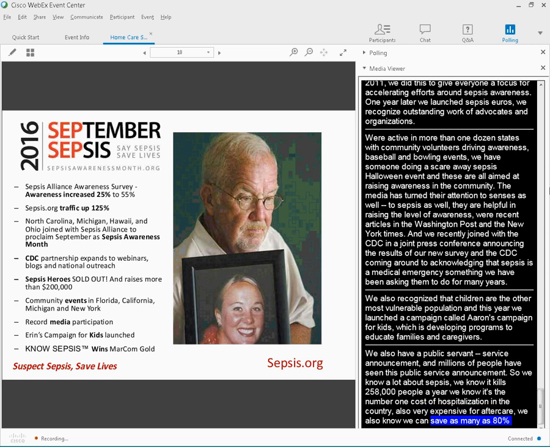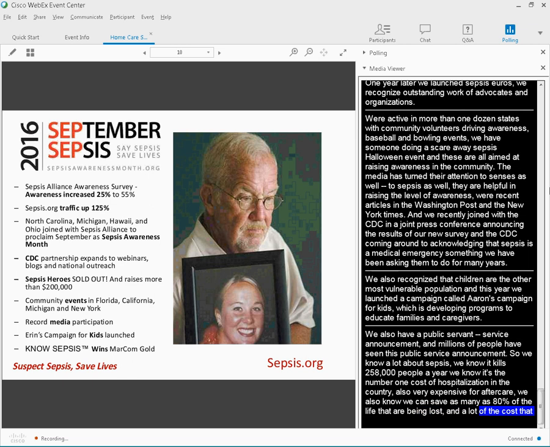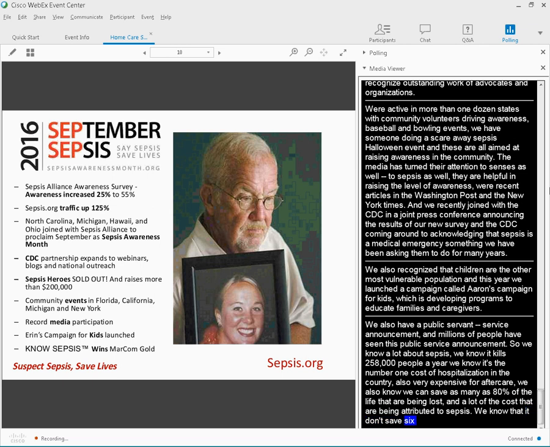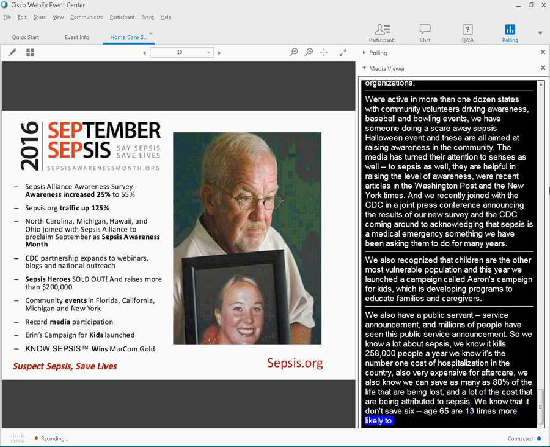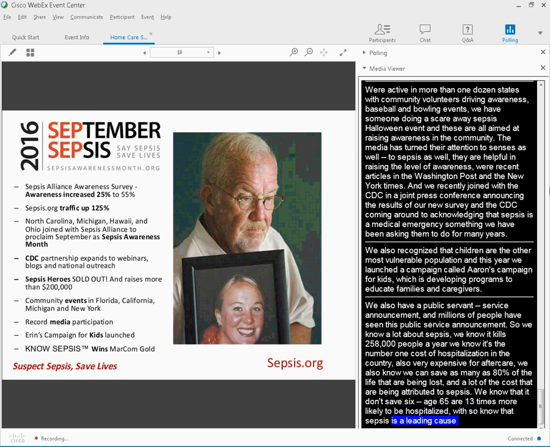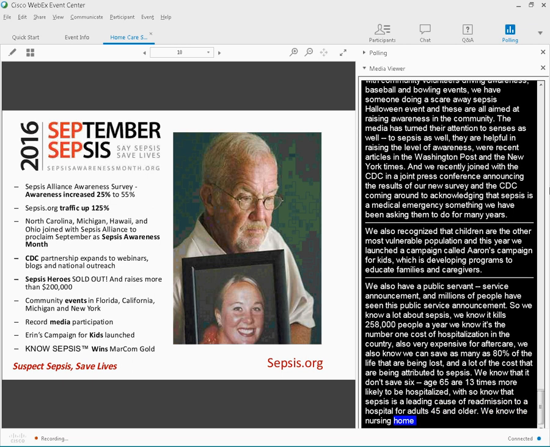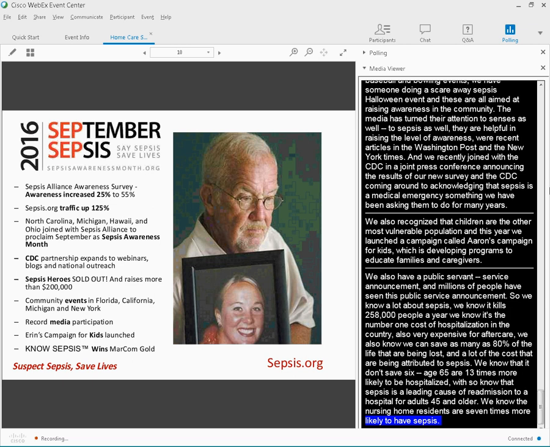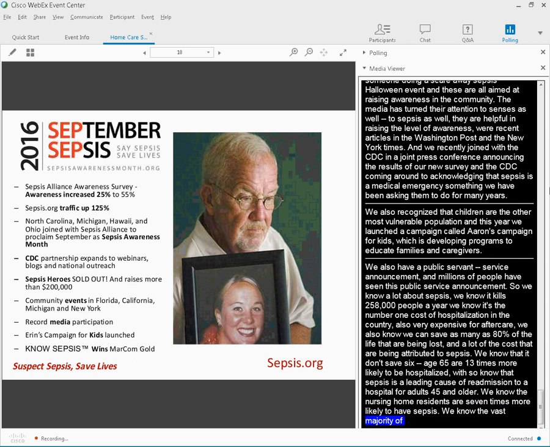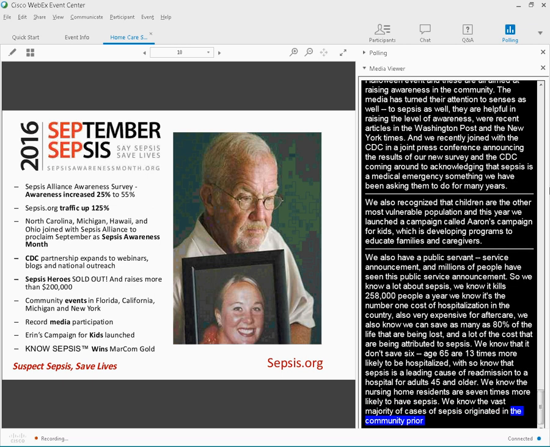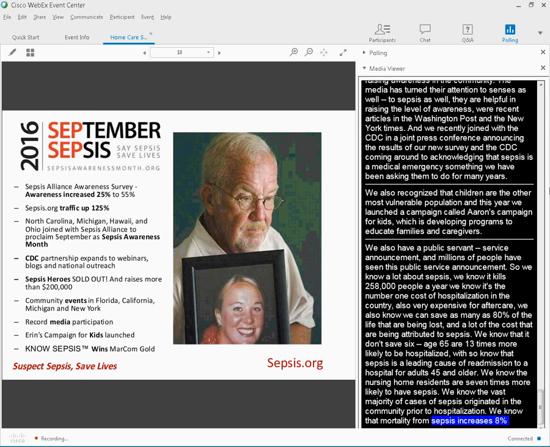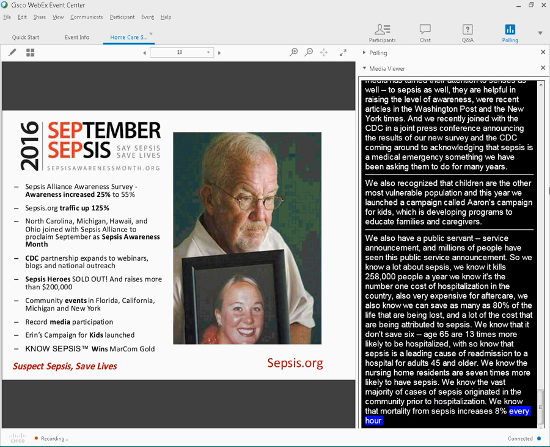We also know that adults age 65 and older are 13 times more likely to be hospitalized with sepsis than adults younger than 65. We also know that sepsis is a leading cause of readmission to a hospital for adults 45 and older. And we know that nursing home residents are 7 times more likely to have sepsis. We also know that the vast majority of cases of sepsis originate in the community prior to hospitalization. And we know that mortality from sepsis increases 8% every hour that treatment is delayed. So as many as 80% of deaths can be prevented with rapid diagnosis and treatment.